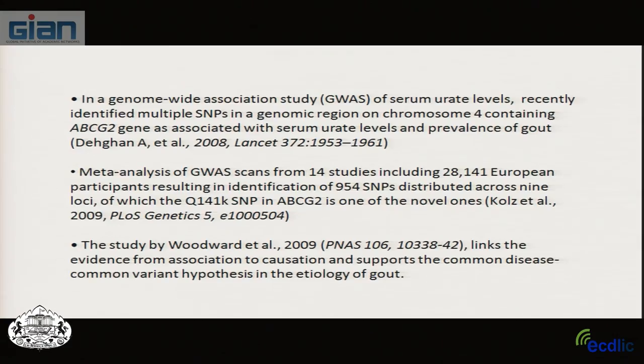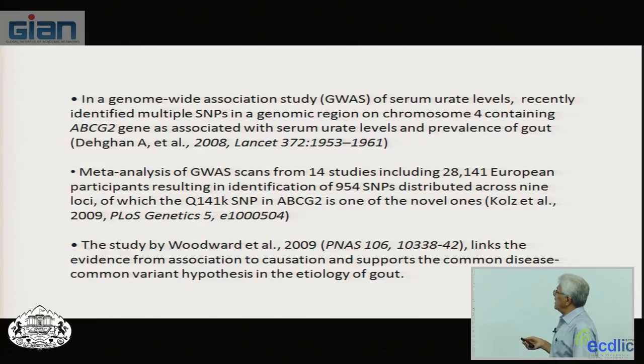And the GWAS studies showed that, for serum urate levels, multiple SNPs were recently identified in a genomic region on chromosome 4 containing the ABCG2 gene, associated with serum urate levels and prevalence of gout. And then a meta-analysis of GWAS scans from 14 studies, including more than 28,000 participants, resulted in the identification of 954 SNPs, of which the Q141K SNP is one of the novel ones. So you can see how many SNPs were screened, and then you identified the Q141K SNP.